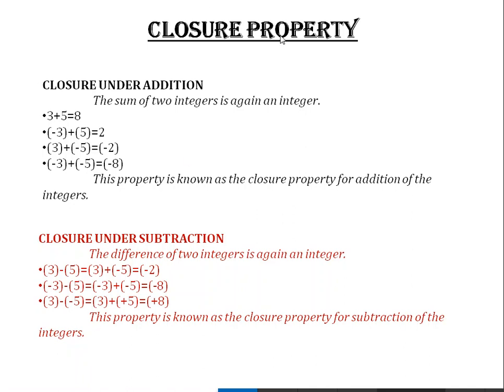So, what is closure property? If you add two integers or subtract two integers, you are getting the result as another integer. This is what we call closure property. Let's see what is the next property.